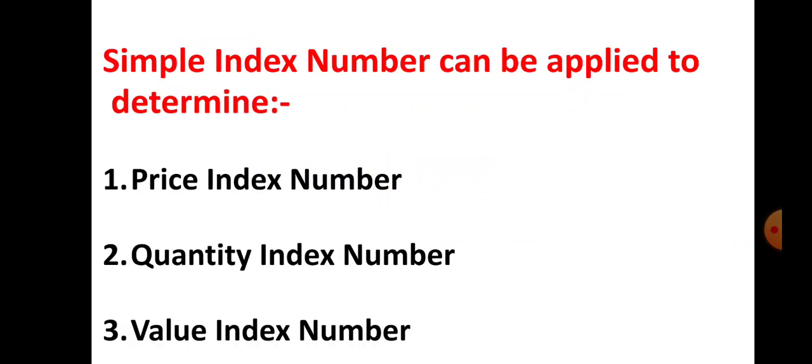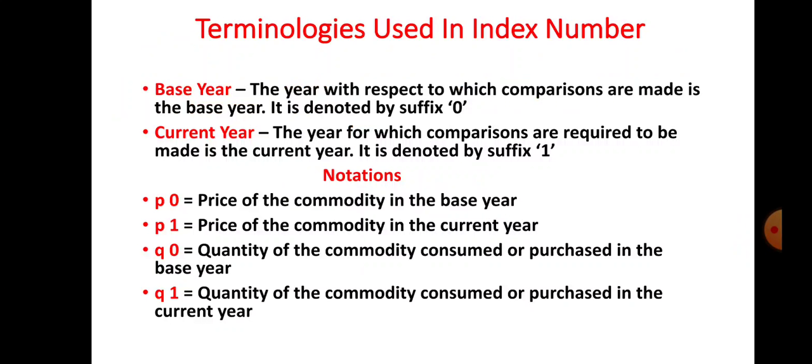Simple index number can be applied to determine number one, price index number, number two, quantity index number, and number three, value index number. Before explaining the construction of these, we have to know some terminologies used in index number. First one is a base year. What is a base year? The year with respect to which comparisons are made is the base year. It is denoted by suffix 0.